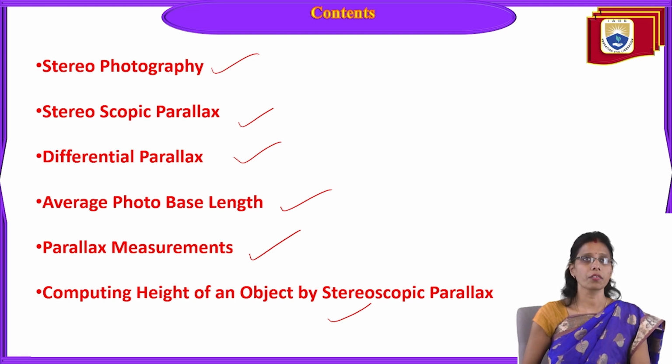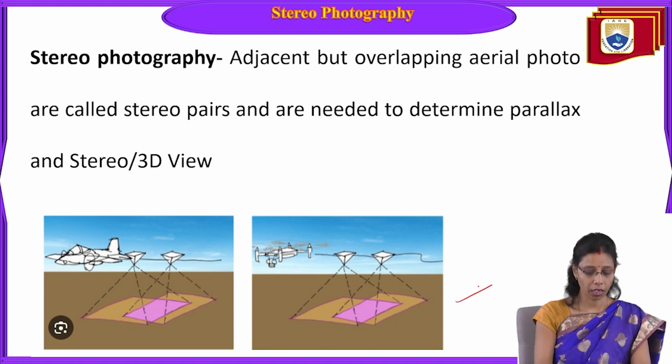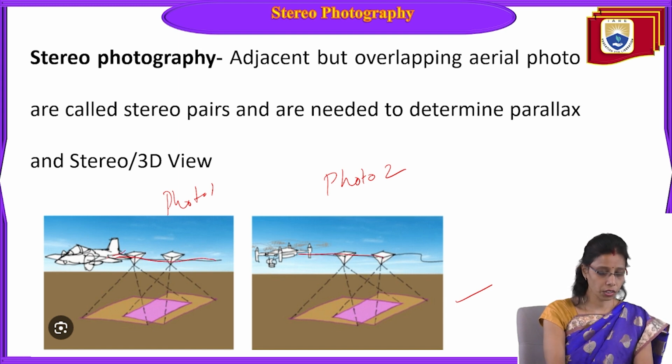So let us understand what stereophotography is. Adjacent but overlapping aerial photos are called stereo pairs and are needed to determine parallax and 3D, or stereo vision. Here in this figure we have two photos, photo 1 and photo 2. You can see the flight line direction, which is going like this.